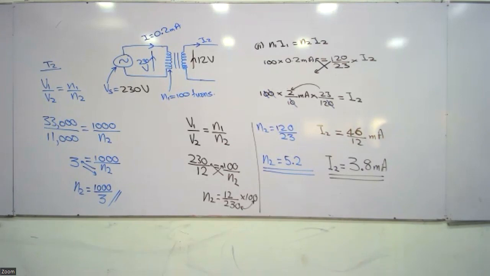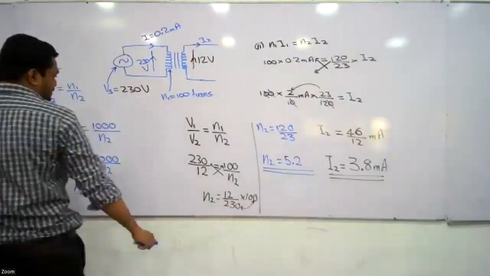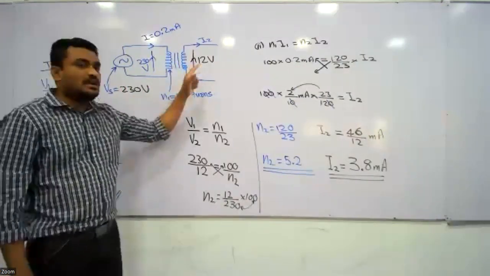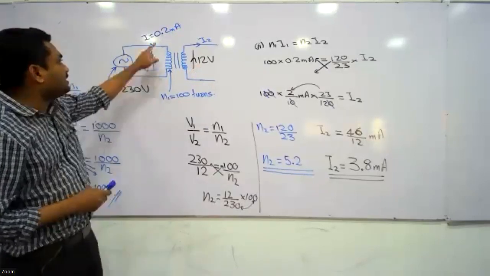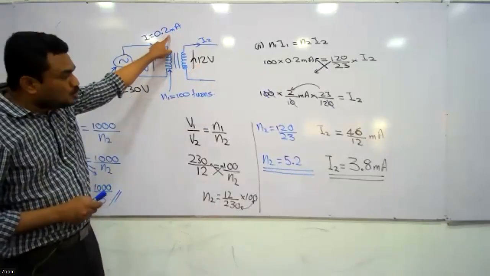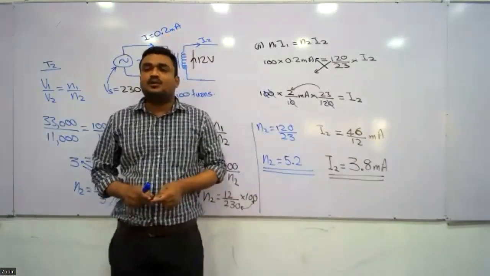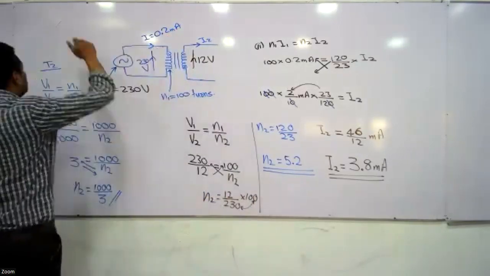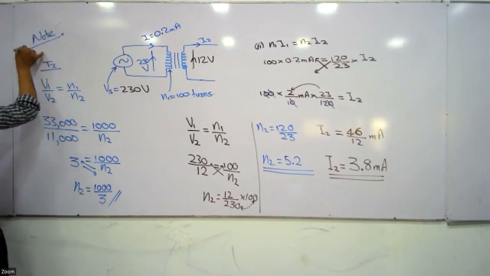We can learn several things from this example. Remember, a step-down transformer reduces the voltage 230 volts to 12 volts. The voltage is reduced. But what about the current here? Input current 0.2 milliampere, output current 3.8 milliampere. So it means output current is increased. We'll write it as a note. These things are in MCQ, so you should remember this fact.